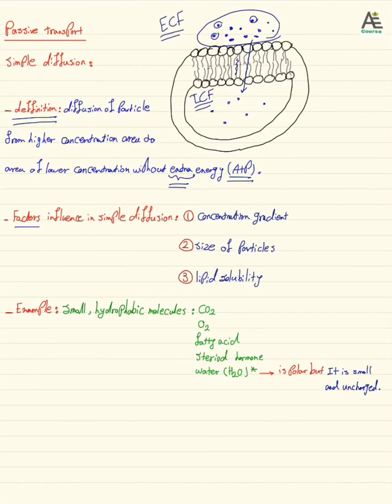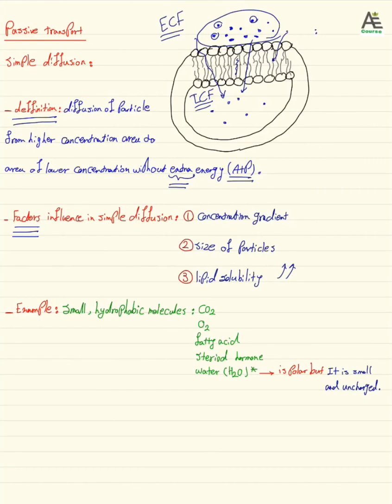There are some factors that influence simple diffusion. Concentration gradient, it's so obvious why it's important. If there is no gradient, diffusion will not happen. Size of the particle is also an important factor, because smaller particles can pass through the cell membrane more easily. And also lipid solubility. If they are more nonpolar and more soluble in lipid, they can diffuse through the cell membrane more easily.